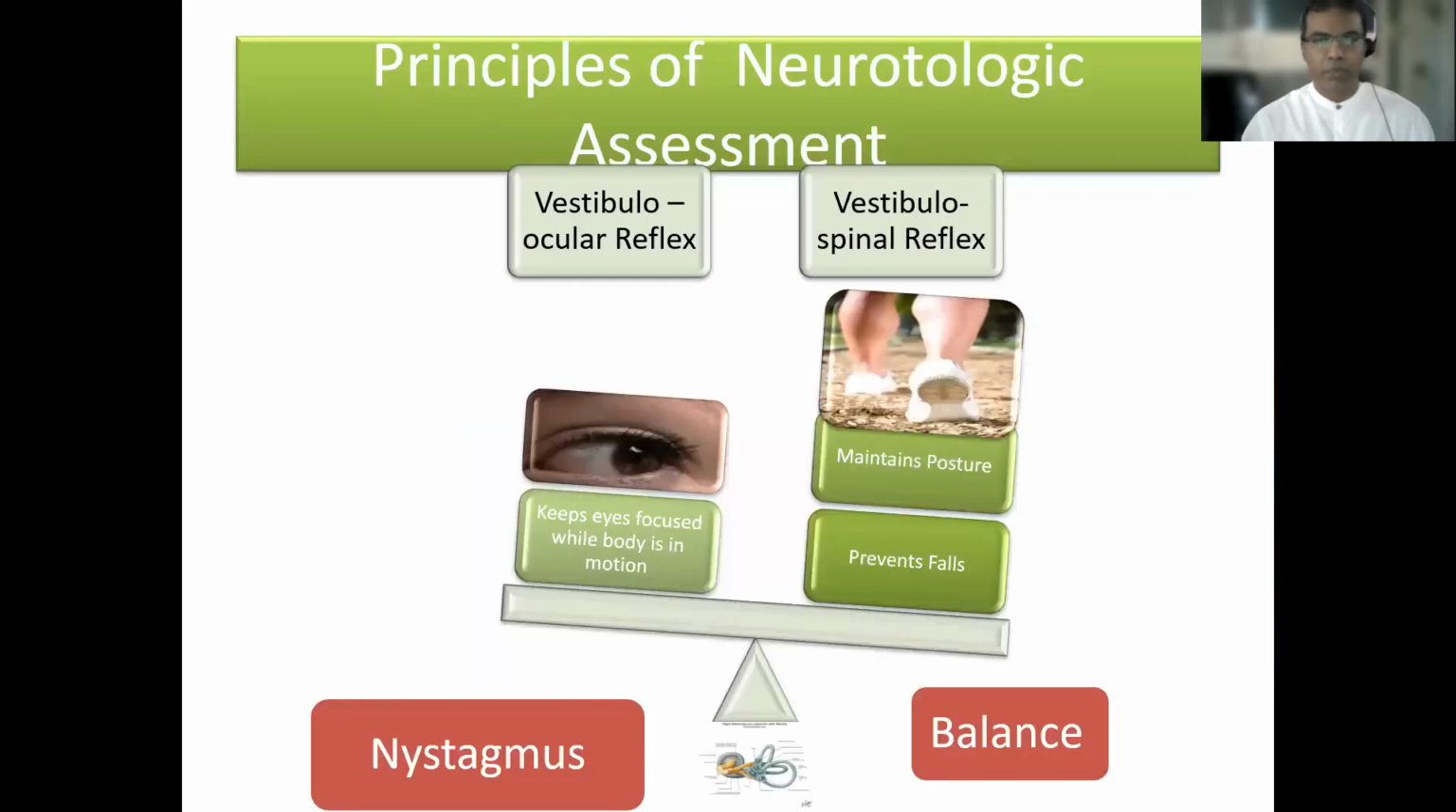The principle again is to assess these two primary reflexes involved in balance associated with the vestibular system, which is the vestibulo-ocular reflex, which helps to keep our eyes focused when the body is in motion, and the vestibulospinal reflex, which helps us maintain posture and prevent falls. So basically, we're assessing for nystagmus and balance.